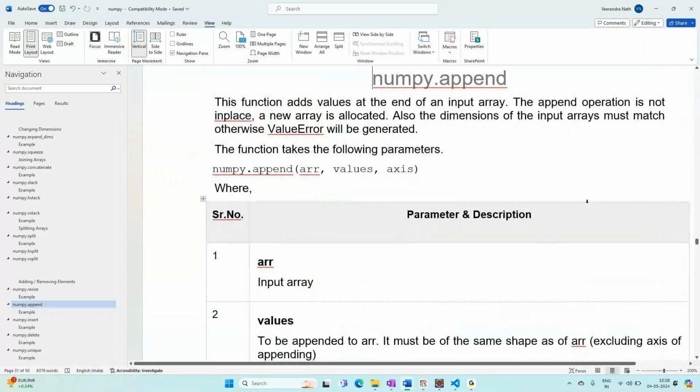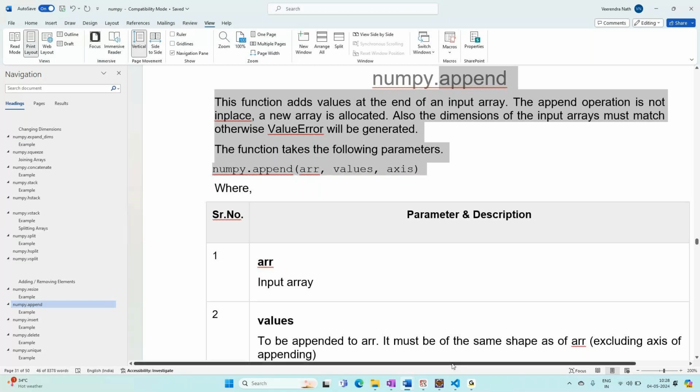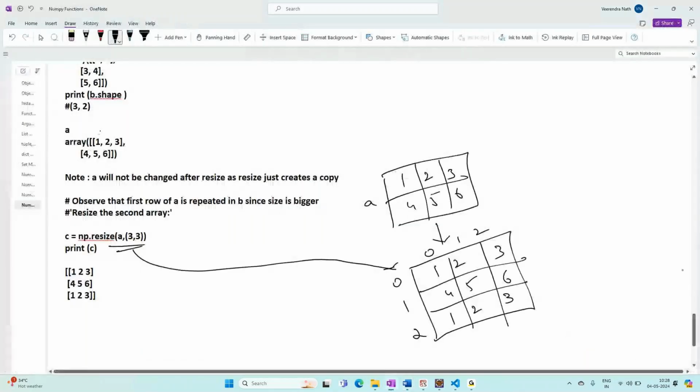So what does append do? Append will add a value at the end of the input array. At the end of the input array. Let's understand this.